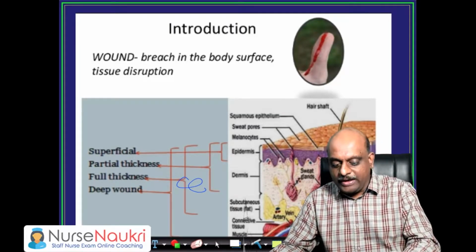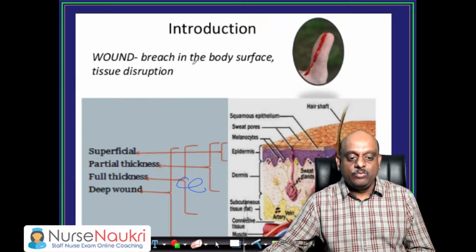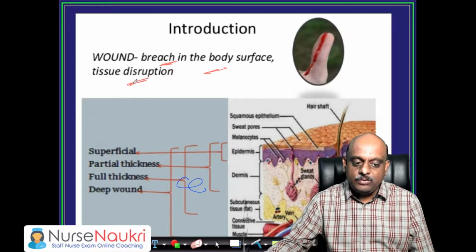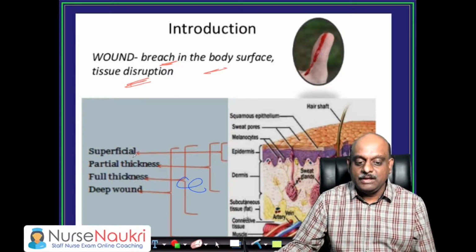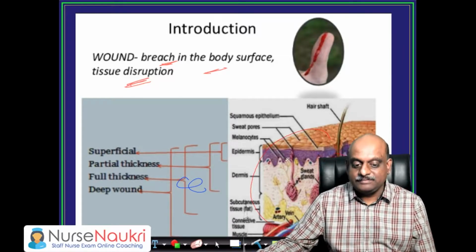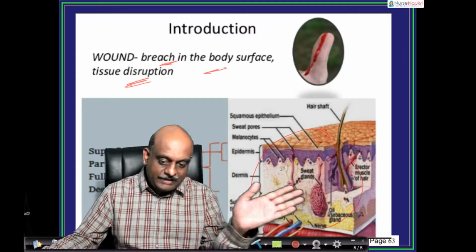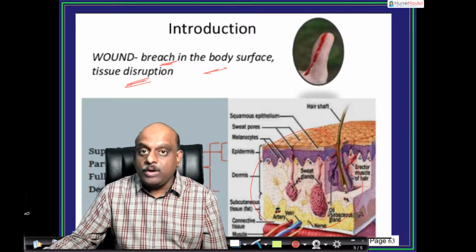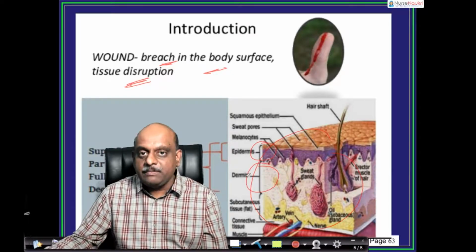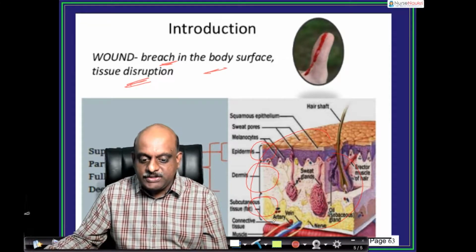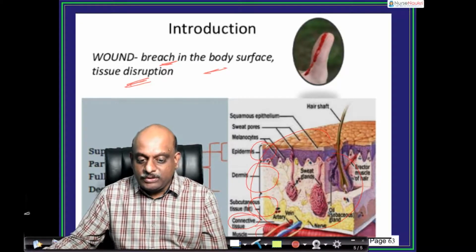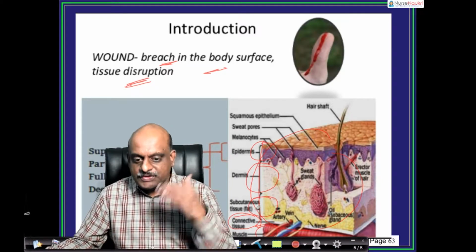Now, what is a wound? A wound is a breach. Breach means a breakdown in the body surface leading to the disruption of the tissue. Now, if you look at our skin, what are the layers of our skin? You have the epidermis, after that the dermis, under that the subcutaneous tissue and connective tissue, and finally muscle. So these are the various layers of our skin.